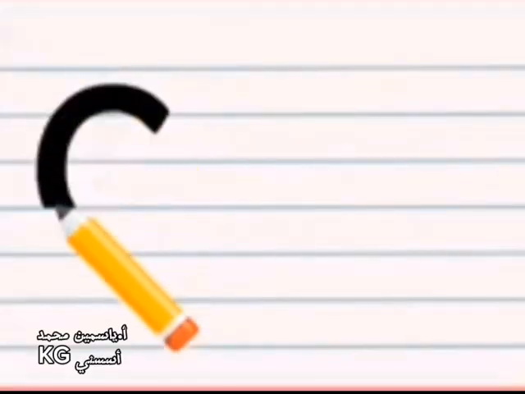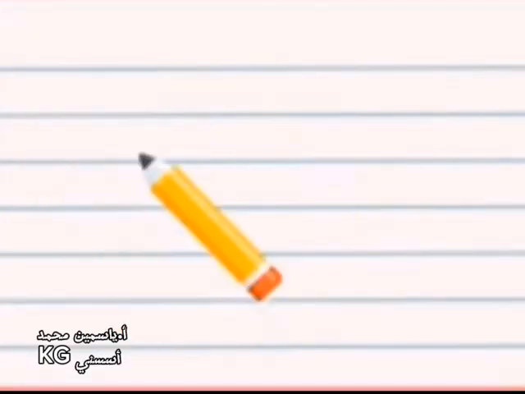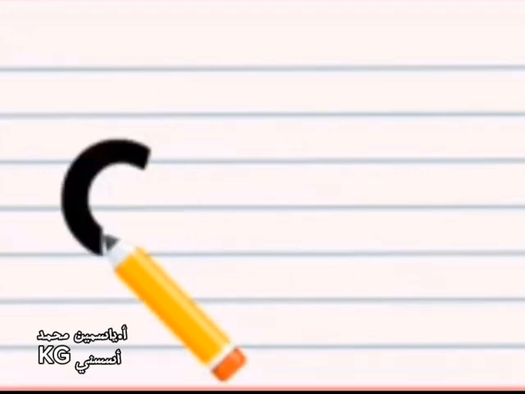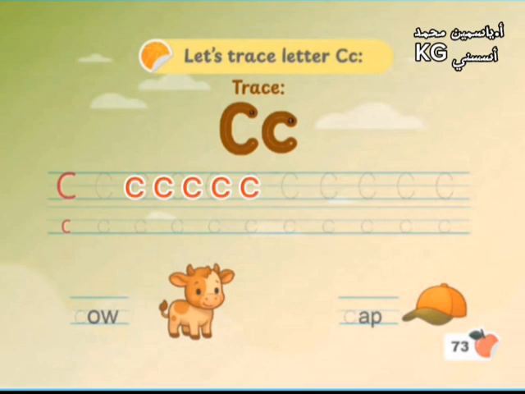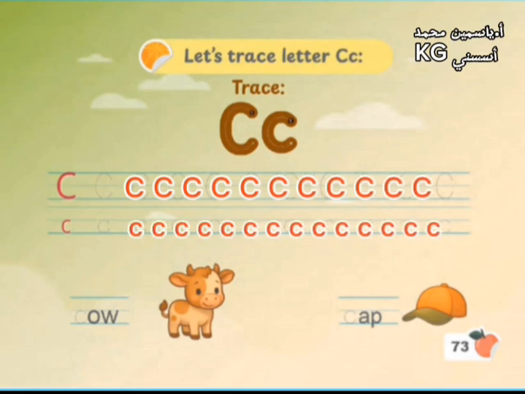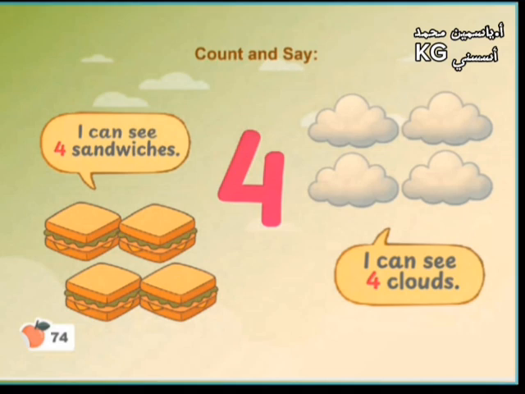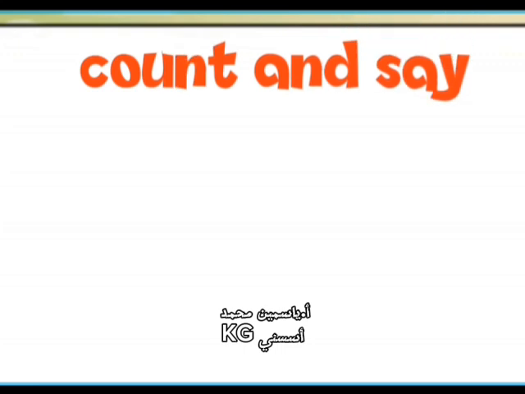Big semicircle. Capital C. Small semicircle. Small c. Page 73. Let's trace letter C. Page 74. Number 4. Count and say.